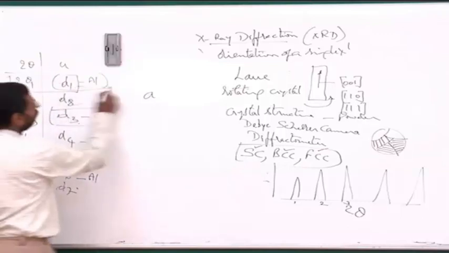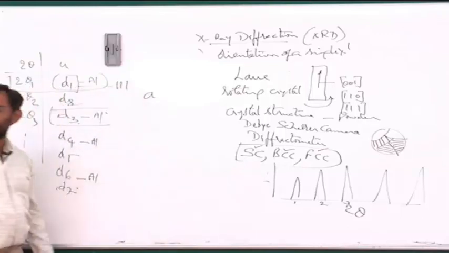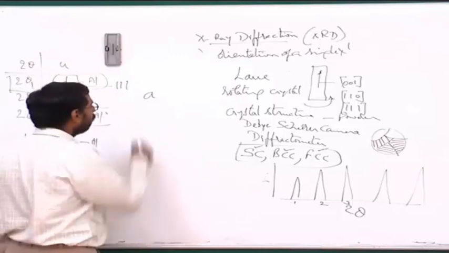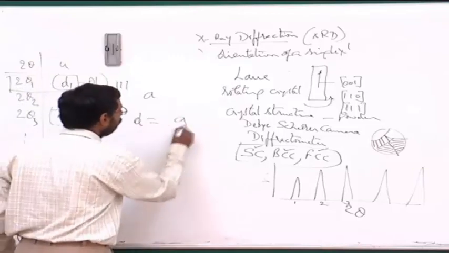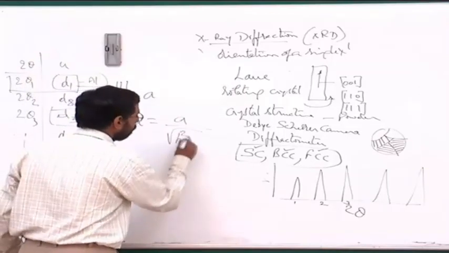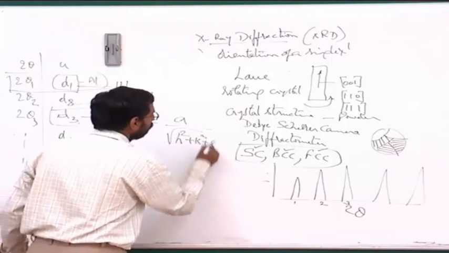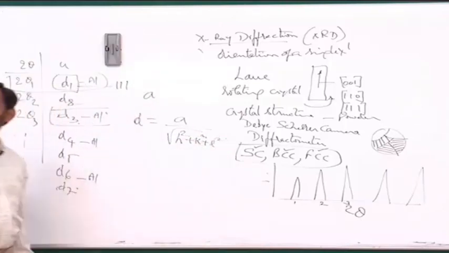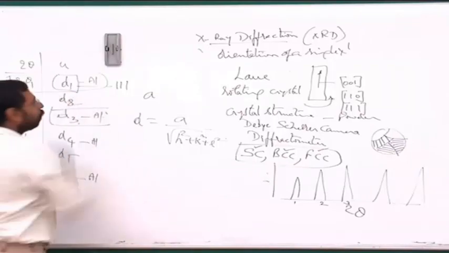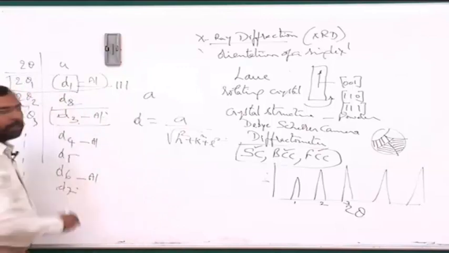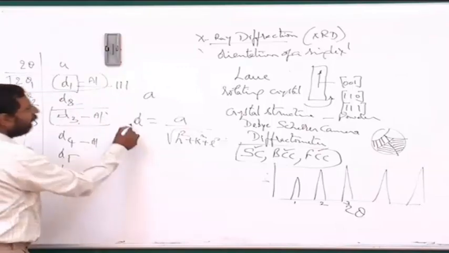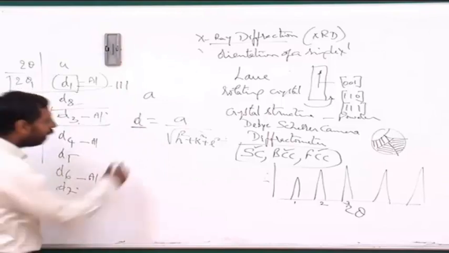I know the first peak is nothing but the 111 peak for an FCC, and once I know that there is a relation, this relation is existing, then I know from the first peak what is the theta corresponding to the first peak. From the theta I can find out the d. How do I find out the d?